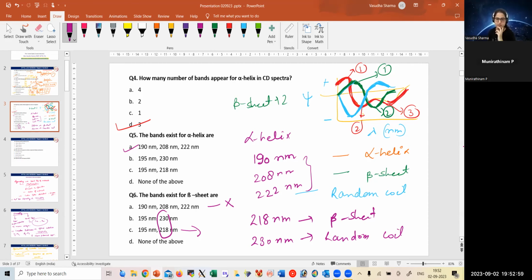Okay, ma'am. Now I cleared. 230 nanometer is a random coil. Yeah, this is random and this is beta, and the upper one was alpha helix. So the answer is option C.